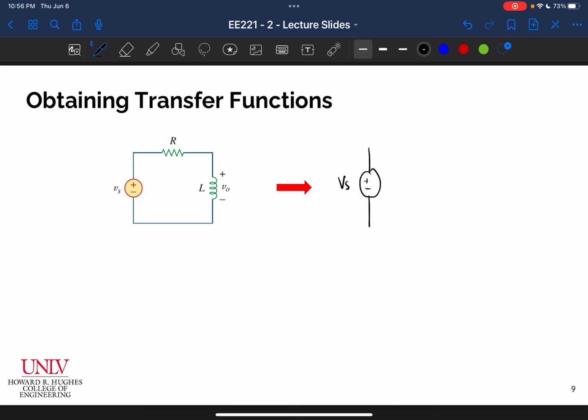It's going to be Vs, capital Vs here as a phasor. And then I'll write this as a resistor R. And then I'll write this impedance of the inductor here as j omega L. All right, so that's my circuit there. And then my phasor here will be V out. And of course, this still represents a voltage divider.